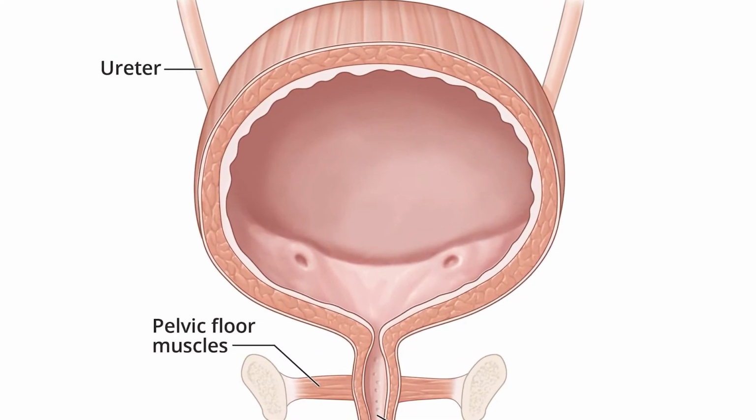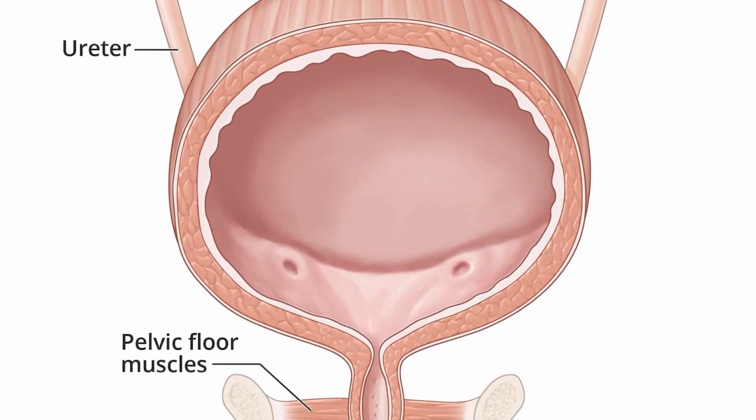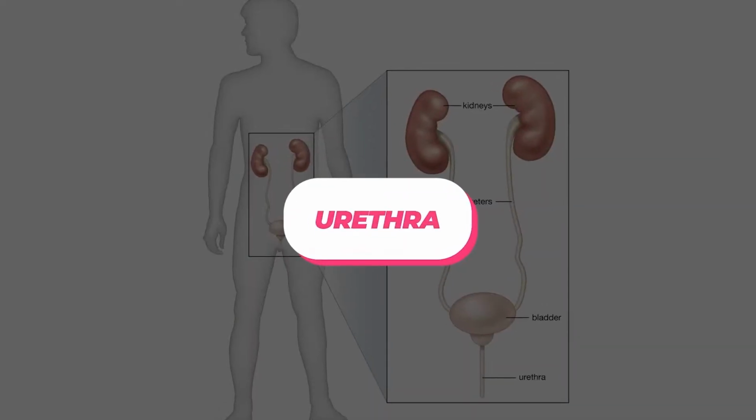The bladder can stretch and hold up to 400 to 600 milliliters of urine before the person feels the urge to urinate. Urethra.